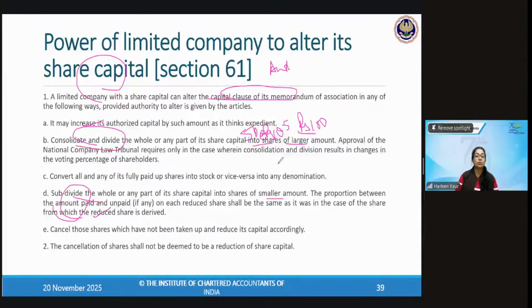It was 100 rupees per share, now you have divided it back into rupees 10. So it depends what kind of alteration you want to make. And also you can cancel the shares which have not been taken up by the public and reduce your capital. And this cancellation is not the reduction of share capital. Very, very important point.